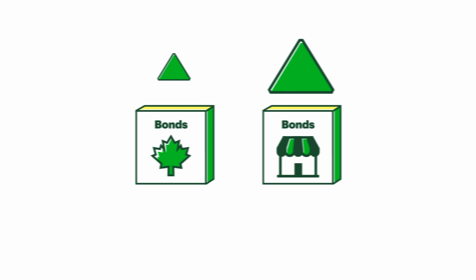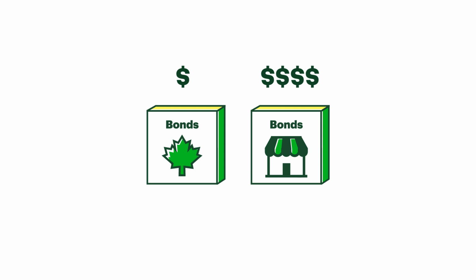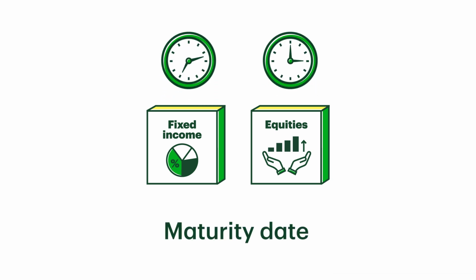Government bonds tend to have lower default risk than corporate bonds, but corporate bonds come with the potential for higher returns. Fixed income products are also subject to interest rate risk and tend to be less liquid than equities. So diversifying your products by maturity date is often a good idea. To do this, some investors use a strategy called laddering.